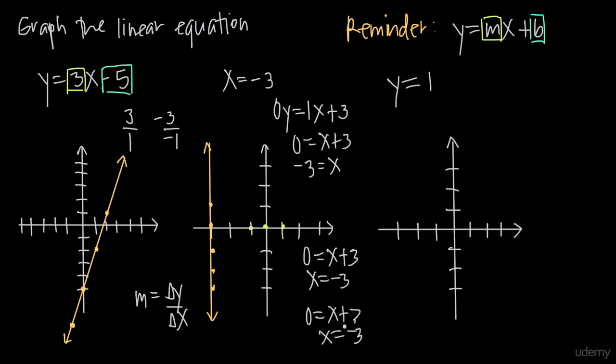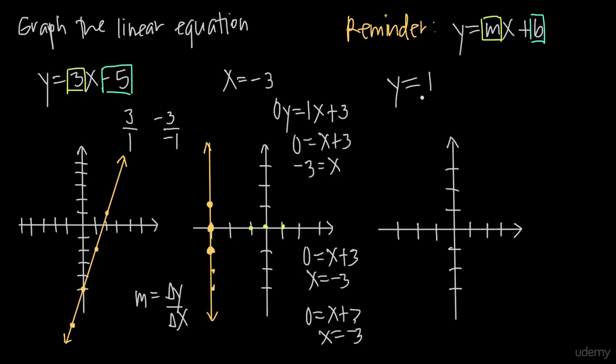So no matter what value we plug in for y, we're always going to get x equals negative 3, which makes sense because if y is 1, x is negative 3. If y is 0, x is negative 3. If y is negative 1, x is negative 3. So we have this perfectly vertical line. So that's why if we have x equals some constant, then the line is going to be vertical.